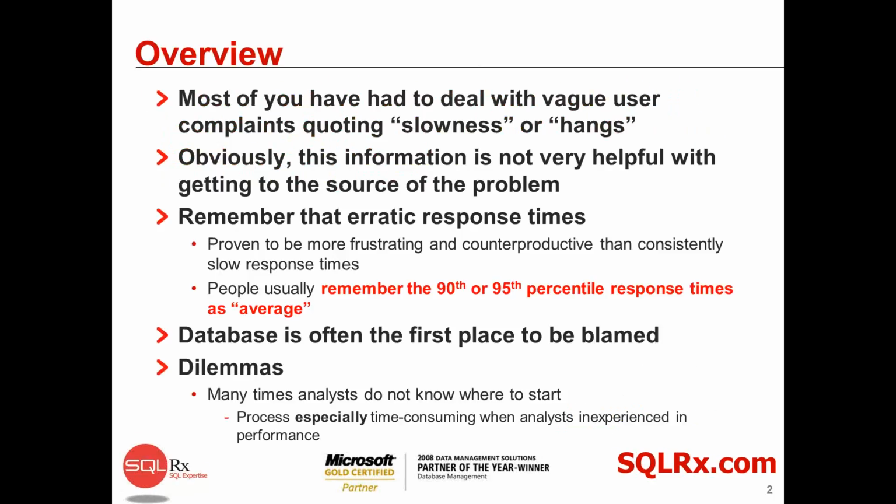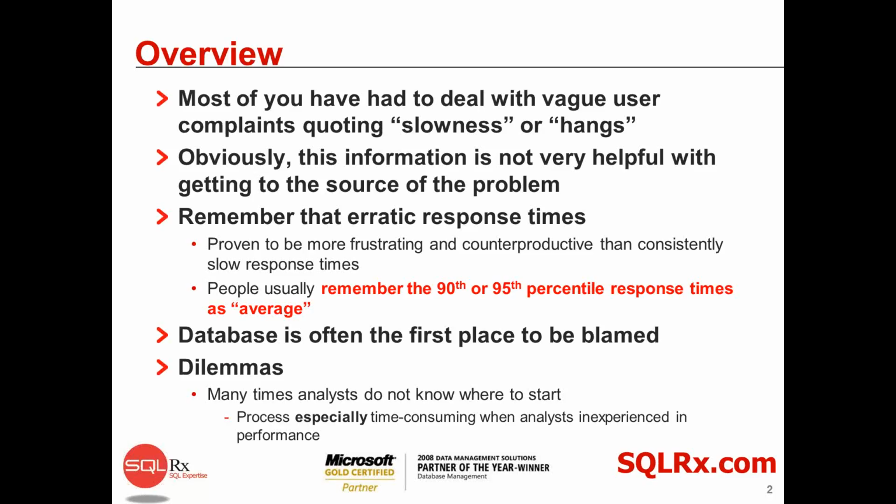So most of you have had to deal with users complaining about the system being slow or hanging, or something like that. And obviously this kind of vague information is not helpful to you at all. However, we need to be able to quantify this kind of information. And the thing you also have to remember is that when you ask a user what the average response time is, they typically will respond with the 90th or 95th percentile. So they're thinking average, but the real numbers are 90 or 95%.